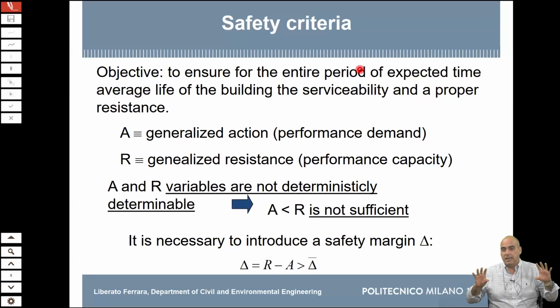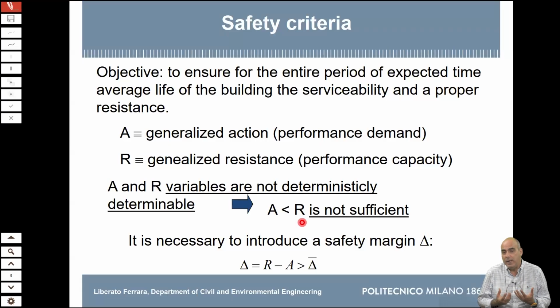So the easiest way you could work is to say, okay, my capacity must be larger than the demand, and I am okay. But there is a complication. The complication is that both the demand and the capacity are not deterministic quantities. They are, let's say, stochastic processes. So we have uncertainties in estimating them.